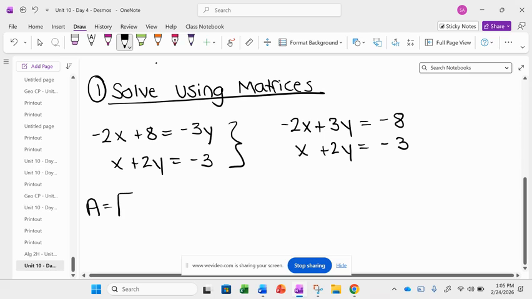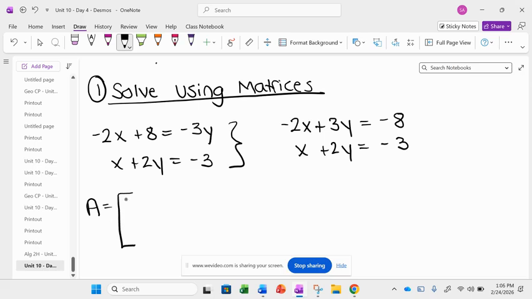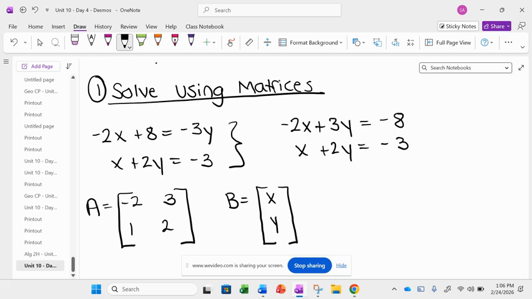Now, the first matrix, which I'm going to call A, is going to be the coefficient matrix. So it's negative 2, 3, 1, and 2. Matrix B is going to be our variable matrix, X, Y. And our matrix C will be our constant matrix, which is negative 8, negative 3.